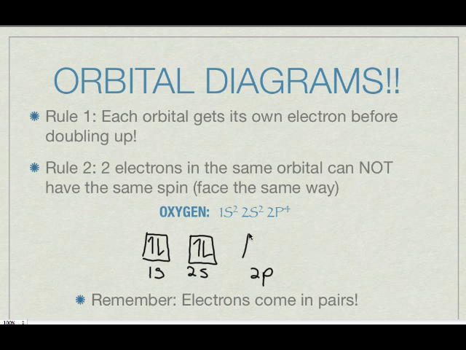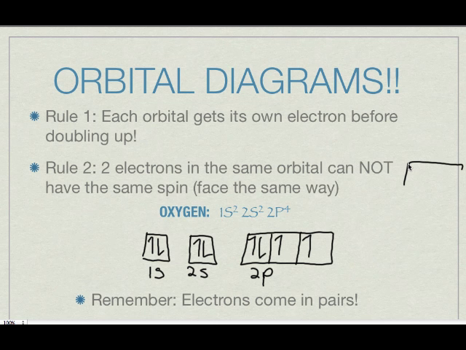2p. Now, notice the way I draw these. I'm going to draw them correctly this time, in the right order. Since they do not want to share, there's 4 electrons. I've got 3 boxes, 3 orbitals. Each orbital gets its own electron first. Okay, now we're going to have to double up. Then one of them gets doubled up. Right. That is the only way to write it.